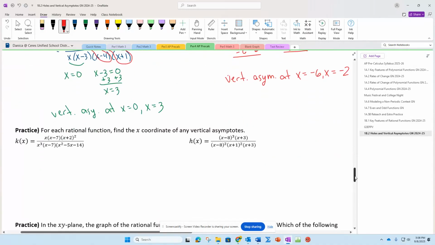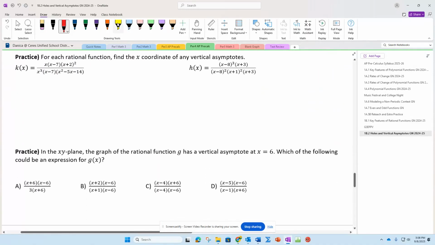All right, so let's try a practice problem here, where again we're looking for those x coordinates of our vertical asymptotes. So pause the video, do both of these problems, and only restart the video once you're ready to check your answer to both, because I'll do them both one after the other.